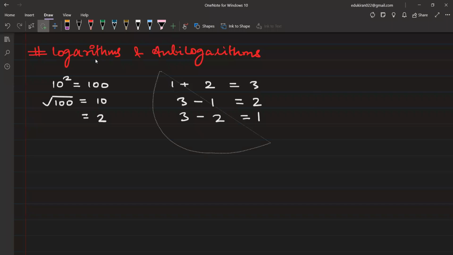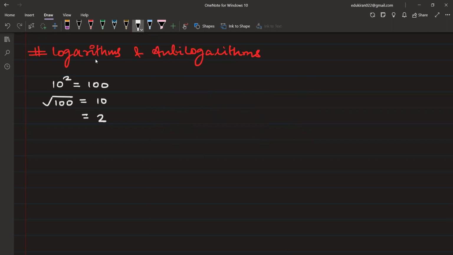Then the mathematicians came up with log. They said that the log of 100 whose base is 10 should be equal to 2. That means what we are generally expressing when we are writing log 100 is equal to 2, this whole expression is doing nothing, rather it is just telling me 10 to the power 2 is equal to 100. All of you understood this, yes or no, please tell me guys.